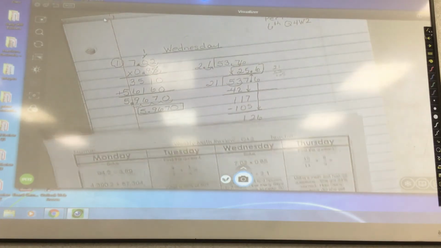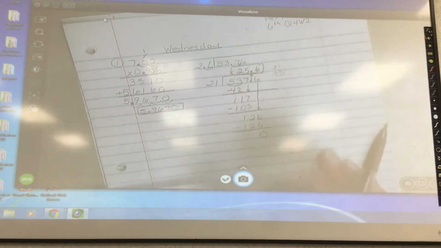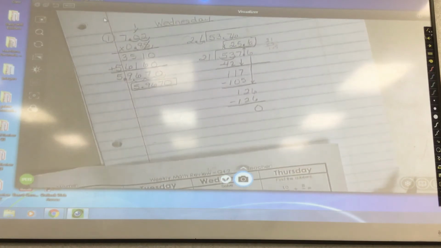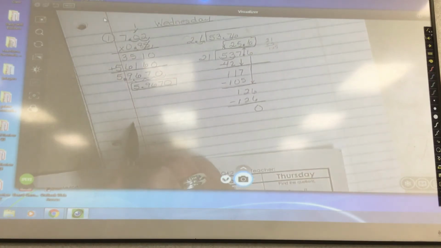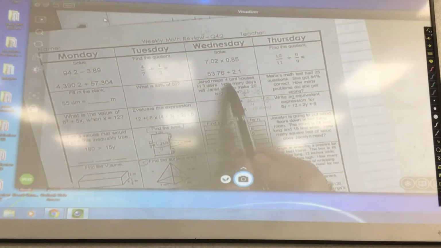Number 2. If I try to put space here, I know how I'm going to do the problem, but you might not. So if you don't think you have enough space there, just come over here and write number 2, and then I can start in a new area. It says, Jared made 4 birdhouses in 3 days. How many days will Jared work to make 20 birdhouses?